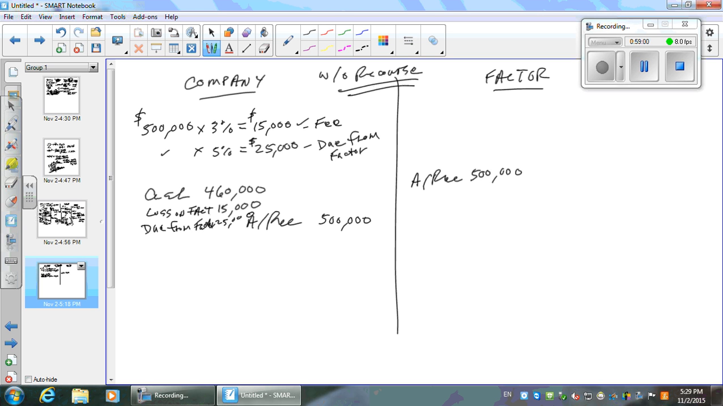And they no longer have the cash of 460. And what did they record? What did they show? Yeah, due to company, right? Or payable to company. And that's going to be for 25,000. So, you know, we have a receivable, they have a payable, that's all it is, right? Due to company, due from factor, okay?